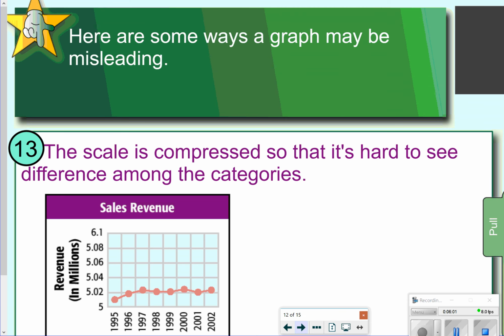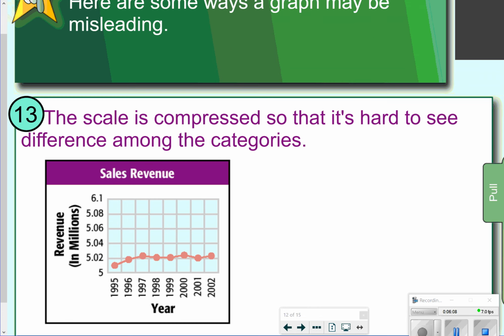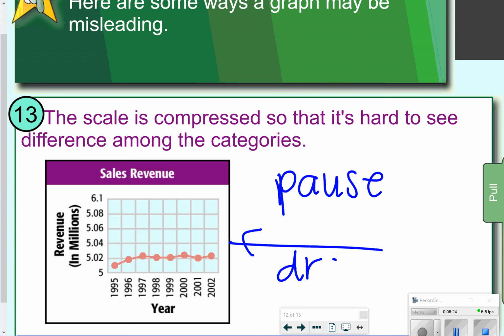Now 13, this one is compressed so much so that the difference is really hard to see. In other words, if your section is only between 5 and 5.04, you probably should have made a lot more clear intervals. So let's go ahead and pause here again so you can write down how it's misleading and maybe even draw how they're misleading.